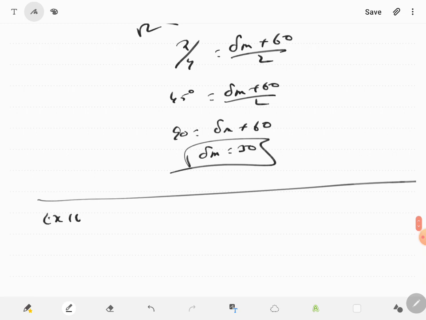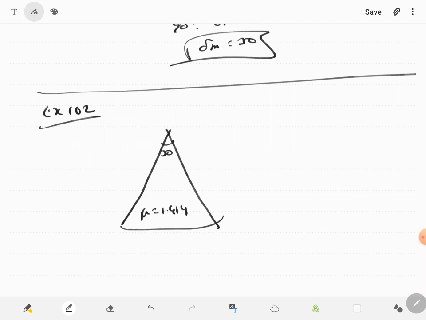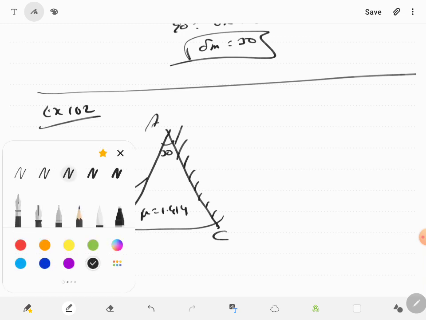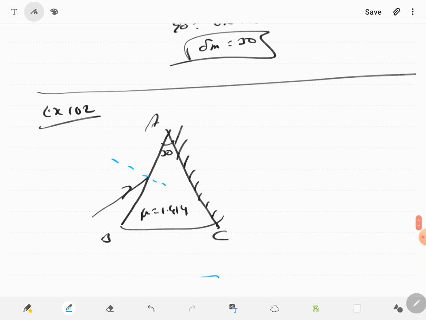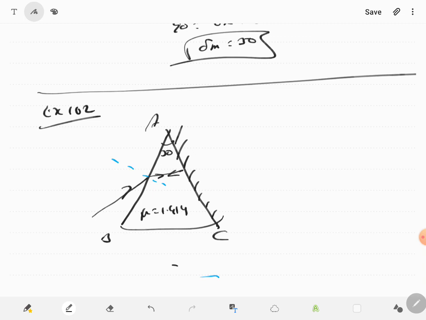Example 102. One face of the prism of angle 30 degree and refractive index 1.414 is silvered. This face is going to be fully silvered, A, B, C. So it's going to act like a mirror. So an incident ray which is falling like this, there has to be a normal here as usual. It has to fall normally on the mirror for it to be able to retrace its path.